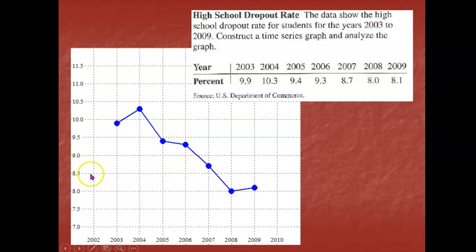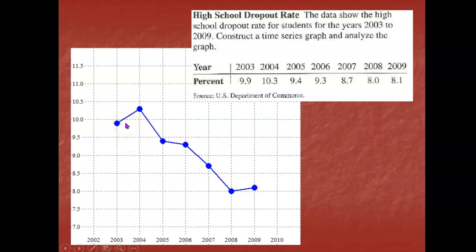So it looks like the high school dropout rate was highest in 2004, and then it started going down pretty steadily, hit a low point in 2008, then went up a little bit in 2009, not very much, and that's all that we have the data for, but it might be interesting to go and look up the years after that and see what happened throughout the next decade.